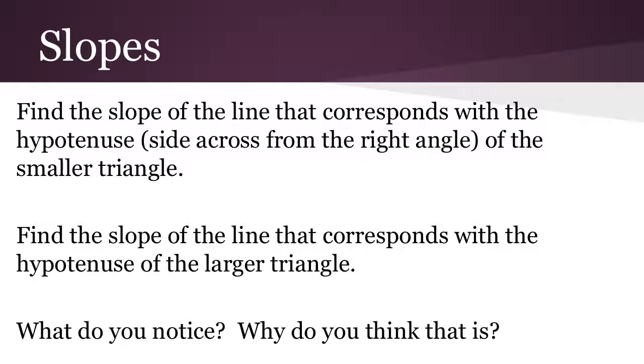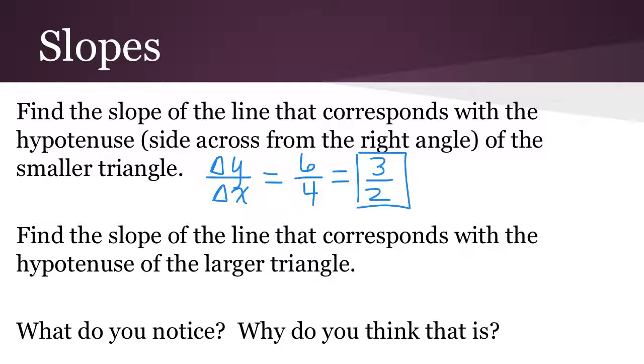All right, so let's find some slopes. Now we know that they are similar to each other. Let's find the slope of the line that corresponds with the hypotenuse. Ooh, that's a big word. That means the side across from the right angle of the small green triangle. Now, if you remembered when I was doing my sides, I counted up. I was actually doing slope for you, but that's a secret. Don't tell anybody. So my change in y over my change in x, I counted up 6 and over 4. In simplest form, up 3 and over 2. That is the slope of the hypotenuse of the small triangle.